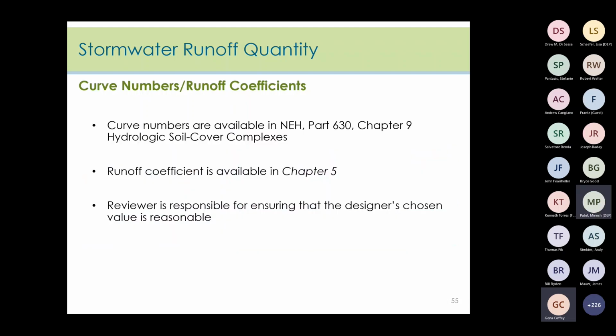In all, the reviewer must check that the curve numbers and runoff coefficients are justified in the report. You can verify these in the National Engineering Handbook for curve numbers, and also Chapter 5 of the BMP Manual for runoff coefficients. The reviewer is responsible for making sure the chosen values are reasonable and accurate.